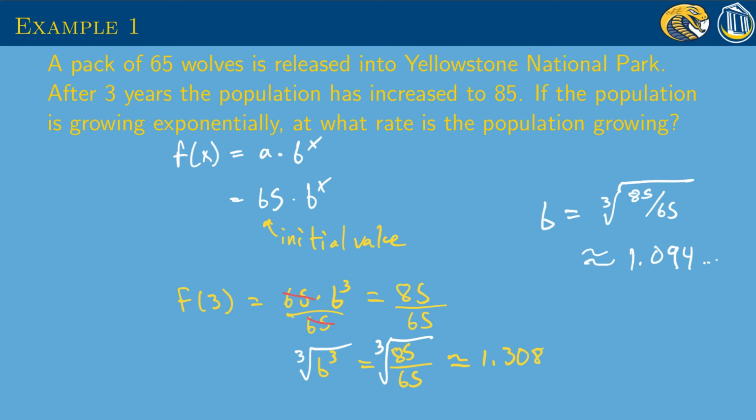Now it's important here that we use this exact arithmetic, or at the very least keep many more decimal places than I wrote here. Otherwise, when we go on to use this value of b in later calculations, our answer is going to be off. So in general, we want to keep this exact, or we want to use all the decimal places that our calculator gives us, not just 2 or 3.